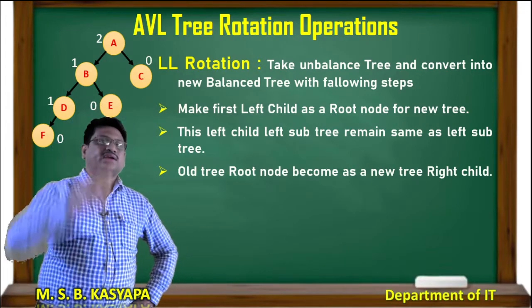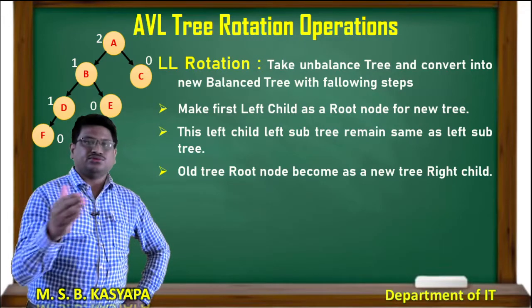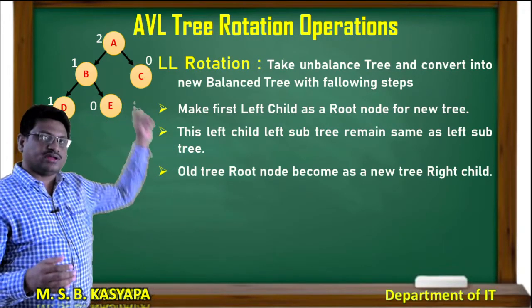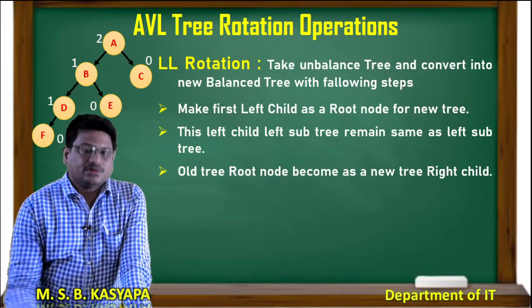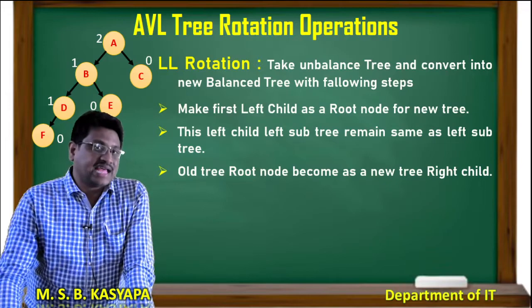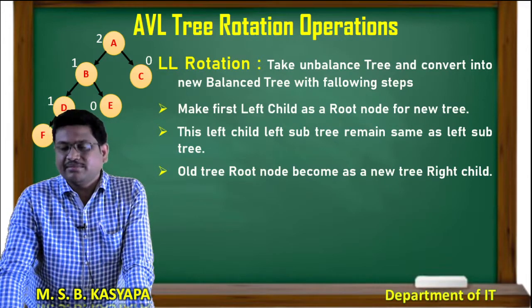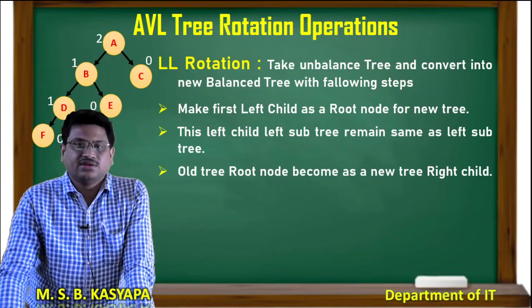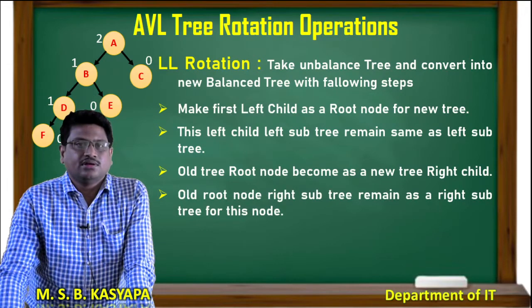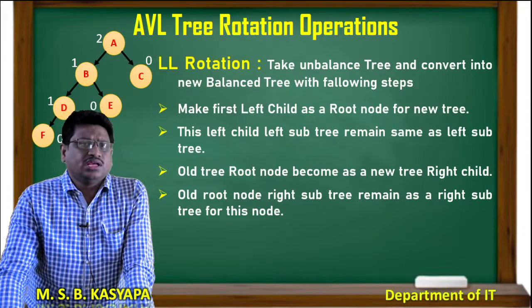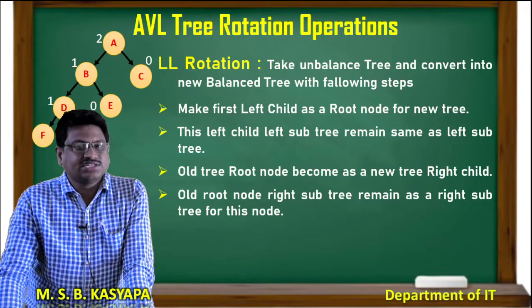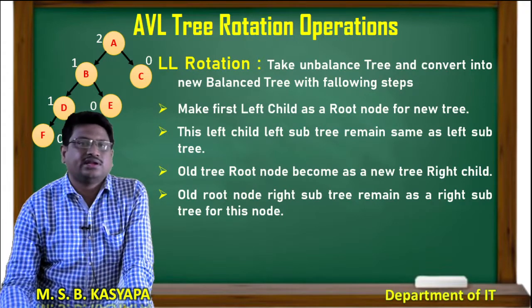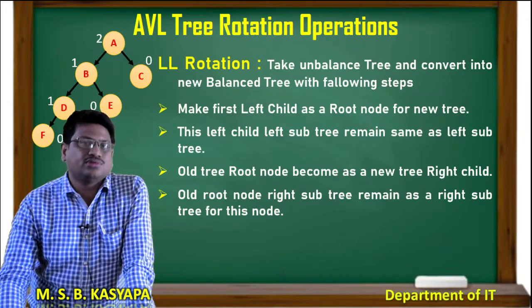That means, in this diagram A is the root node, but in the new diagram B will become the root node, am I right? So, A will become a right subtree. If A has any right subtrees, then it will become a right subtree for that particular root. And see, previously B is not the root node. Now, I have made B the root node. If it has any right childs, they have to be moved to the right subtree.